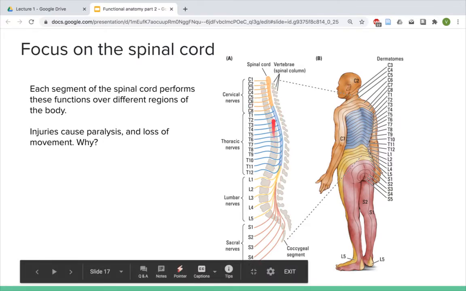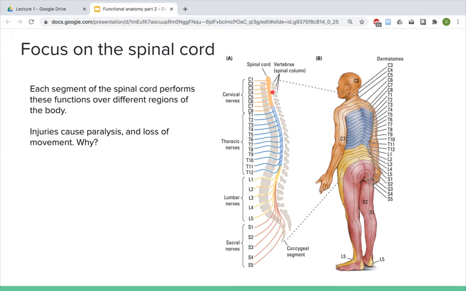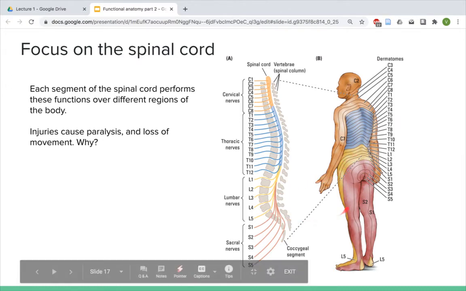And for every segment of the spinal cord, there's a different region of the body that is served by it. So you can see, for example, on this map, these are your cervical vertebrae and cervical nerves governing your head and your shoulders and your upper arms. Thoracic nerves govern the trunk, lumbar nerves the lower trunk and the front of the legs, and the sacral nerves, the posterior and the lower part of the legs.